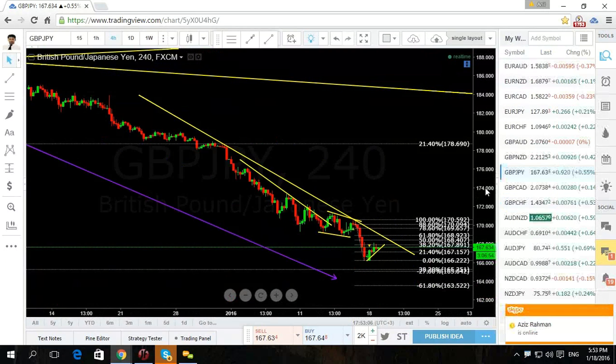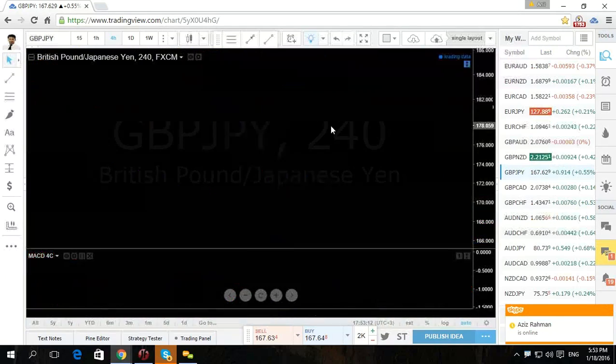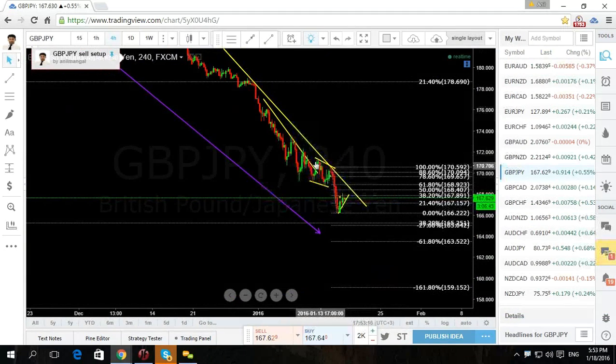We were never in the trade. We never had a trade set up. And the reason we didn't, what happens to the chart? The reason we didn't have a trade set up is because the structure never broke.